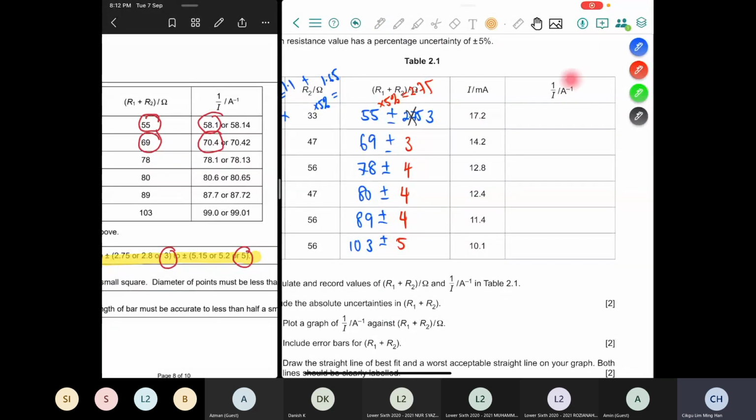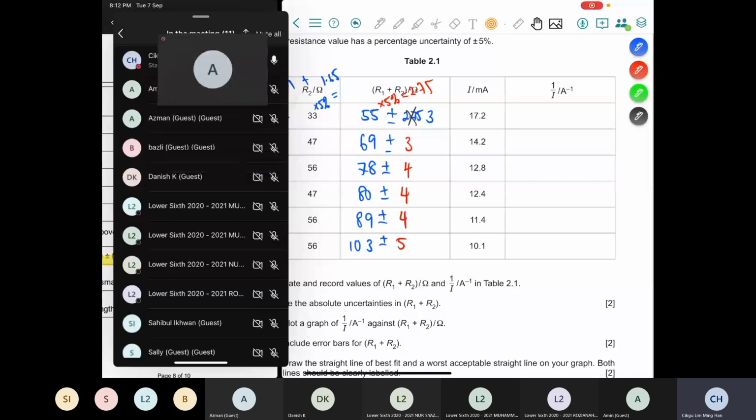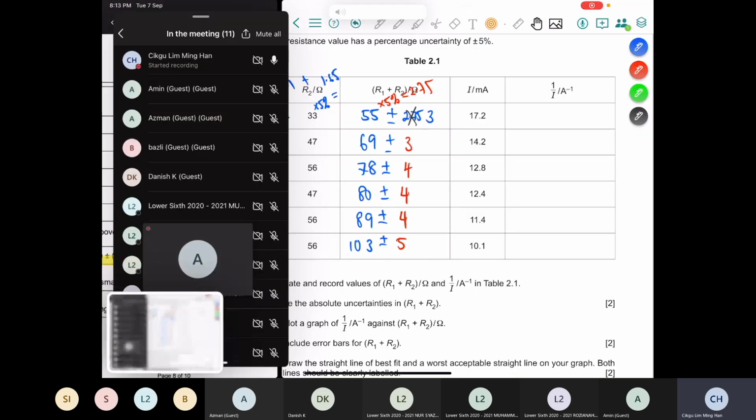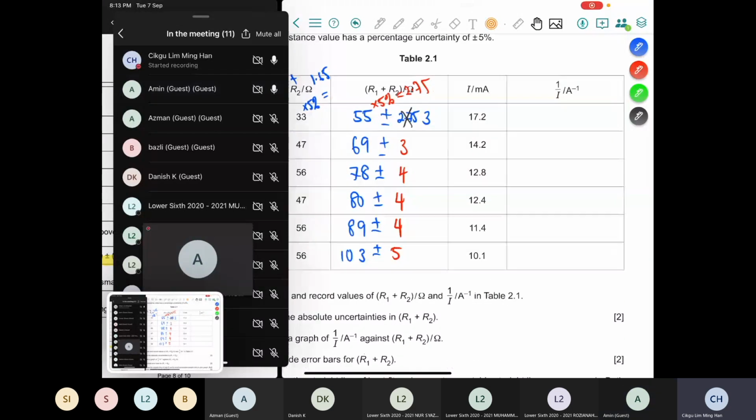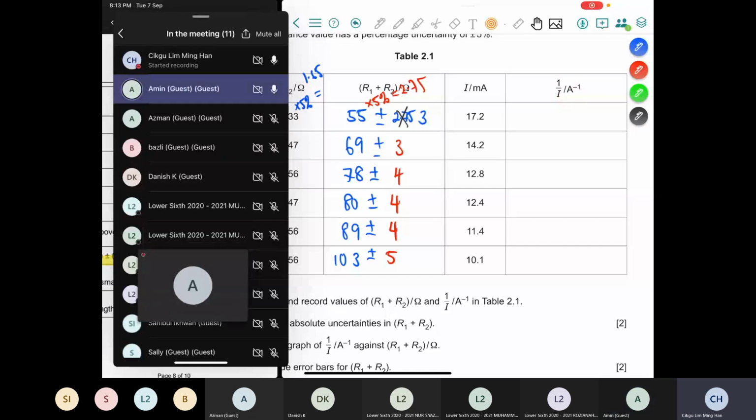And on the other side here, you need to find the I. Alright, since most of you are here already, I think 11 of you are here, maybe I ask Amin. Amin, are you there? Oh, no response. Amin, yes. Amin, how did you get this? Have you tried already? Yes, already.